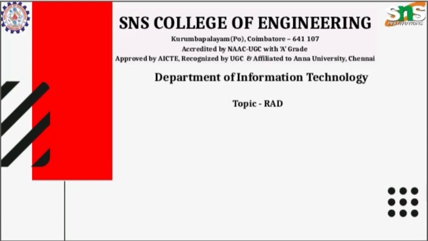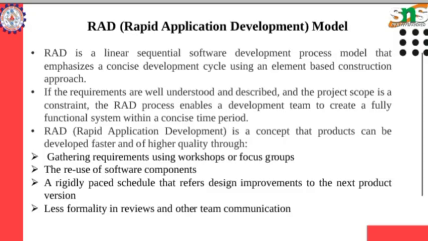Hi friends, in today's lecture series we are just going to see about the RAD model, Rapid Application Development. RAD is a linear sequential software development process model that emphasizes a concise development cycle using an element-based construction approach. If the requirements are well understood and described and the project scope is constrained, the RAD process enables a development team to create a fully functional system within a concise time period.